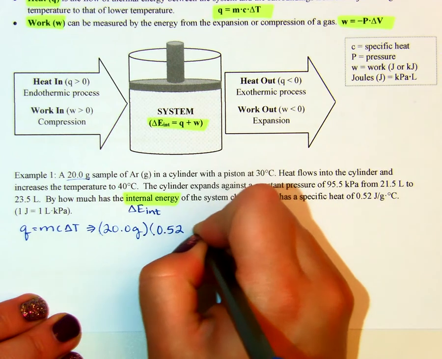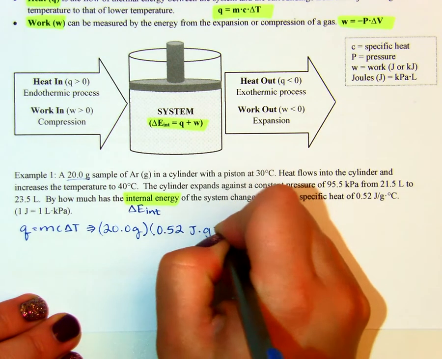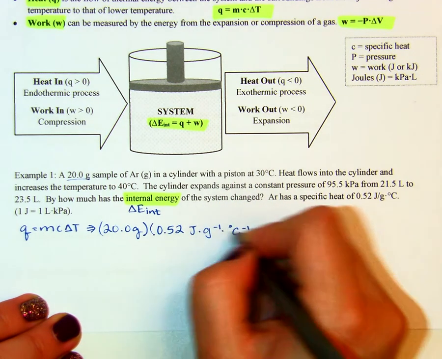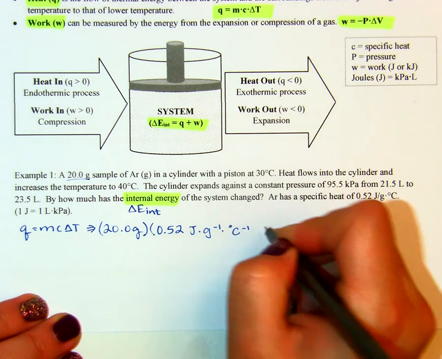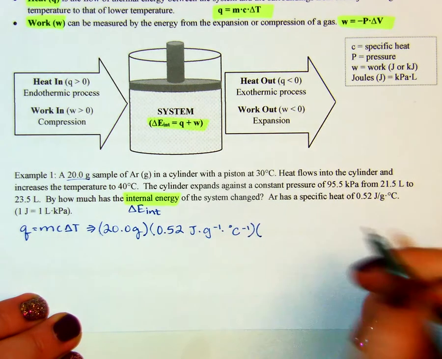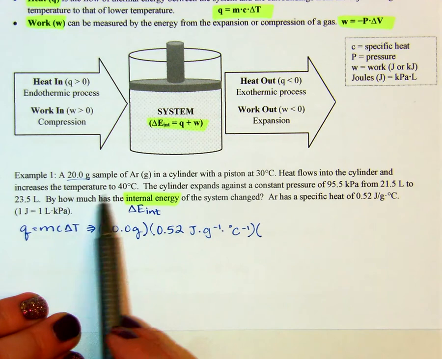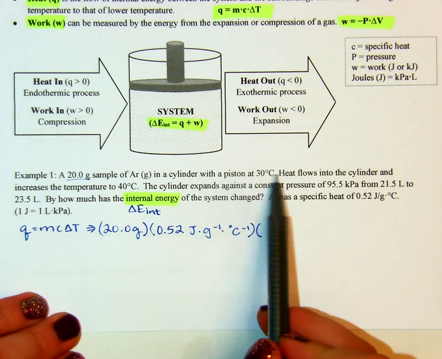0.52 joules times inverse grams times degrees Celsius. Inverse, that's the same as writing that on the bottom of the fraction. We remember from previous lectures. And the change in temperature, so final minus initial. So the final temperature is 40 degrees Celsius and it started at 30 degrees Celsius.